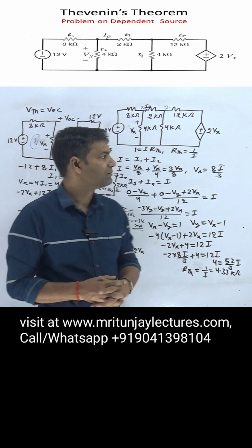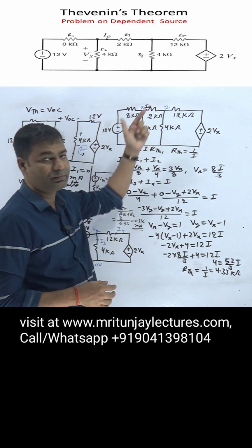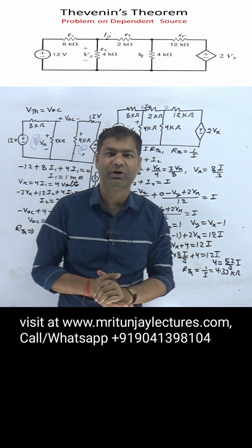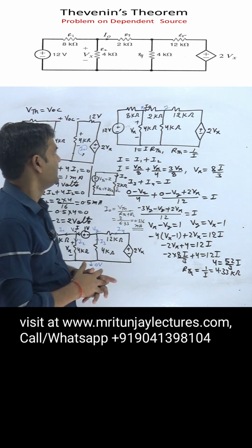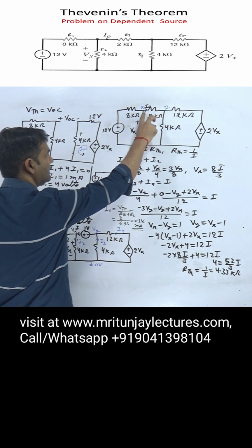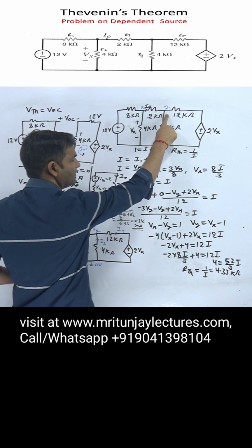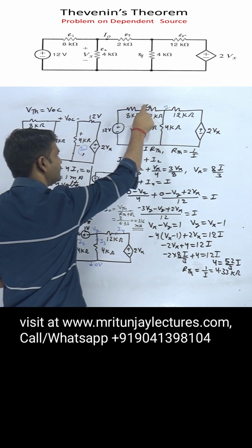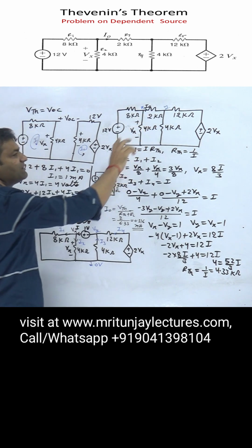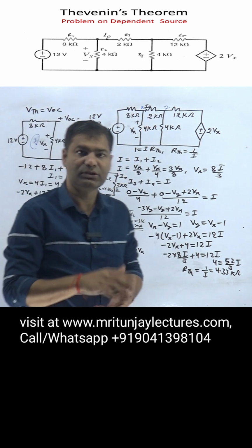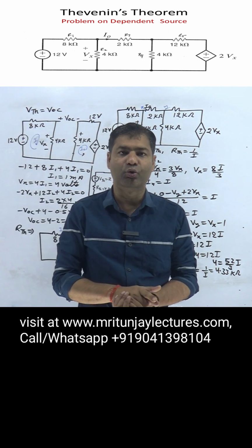Now we will determine I naught with the help of Thevenin's theorem. So how can we determine it? First of all, we assume the terminals are X and Y, and this 2 kilo ohm behaves as a load resistance.